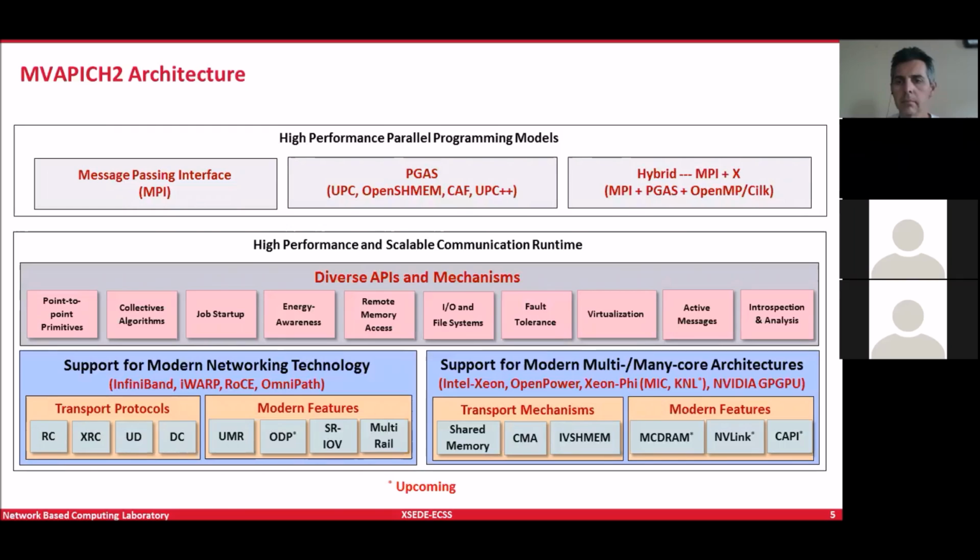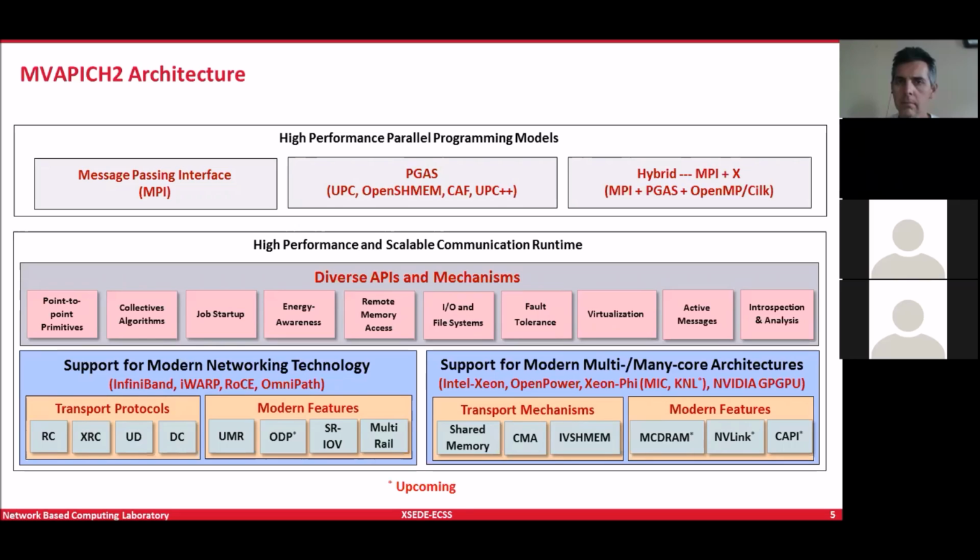Then at the lower bottom, we have support for all different kinds of networking technology like InfiniBand, iWARP, RoCE, and in the latest release, we also introduced support for OmniPath. And on the right-hand side, we support all the different modern multi-core, many-core architectures. In fact, in the latest release, we introduced support for OpenPOWER. And we try to exploit a lot of these different transport protocols, network features, and transport mechanisms. We are also looking forward to upcoming features like MCDRAM, NVLink, CAPI, etc.